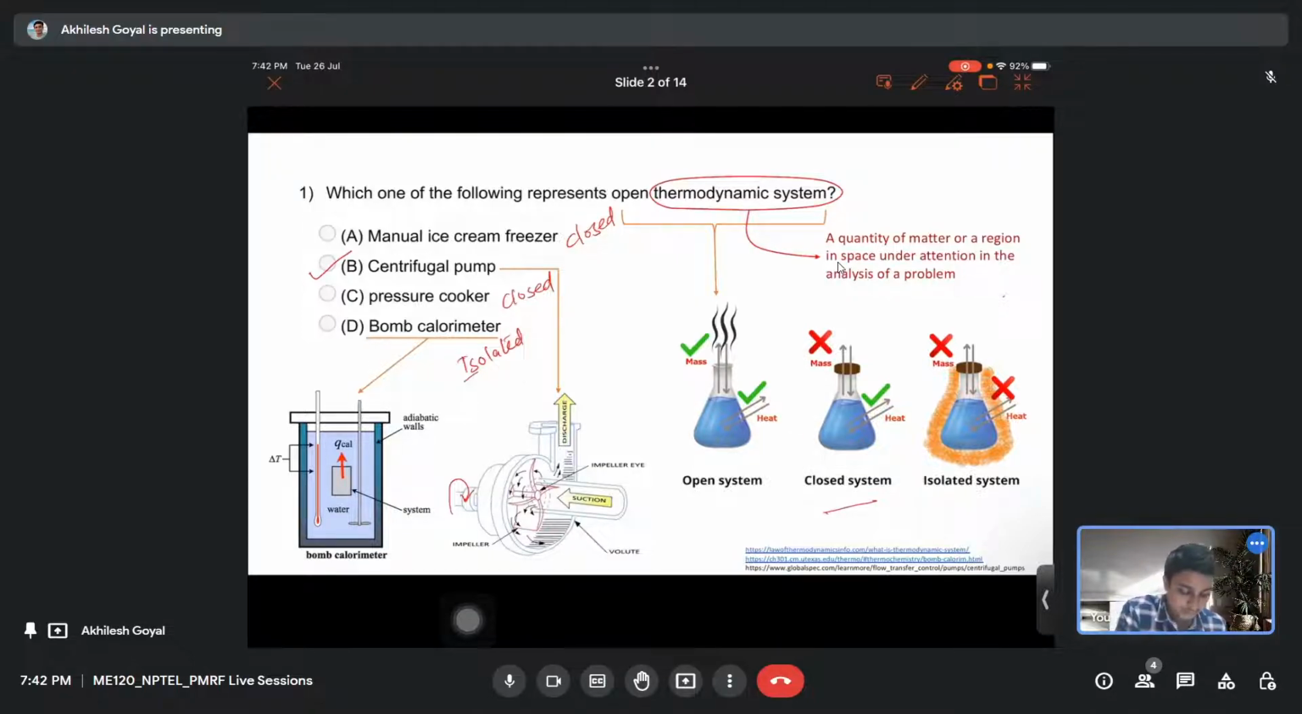Okay, so from all four options, the centrifugal pump is an open thermodynamic system. Okay, so any doubt till here? If you don't have any doubt till here, we can move to the next question.